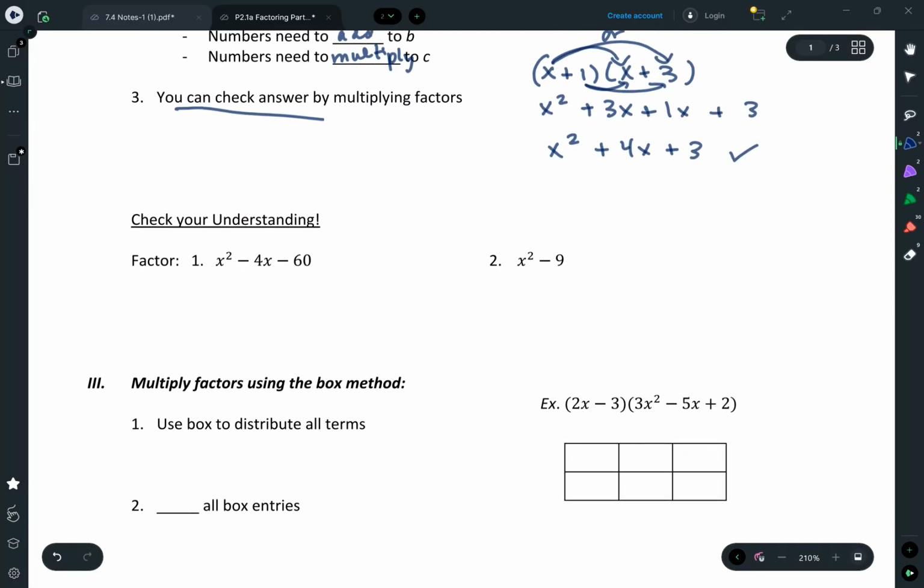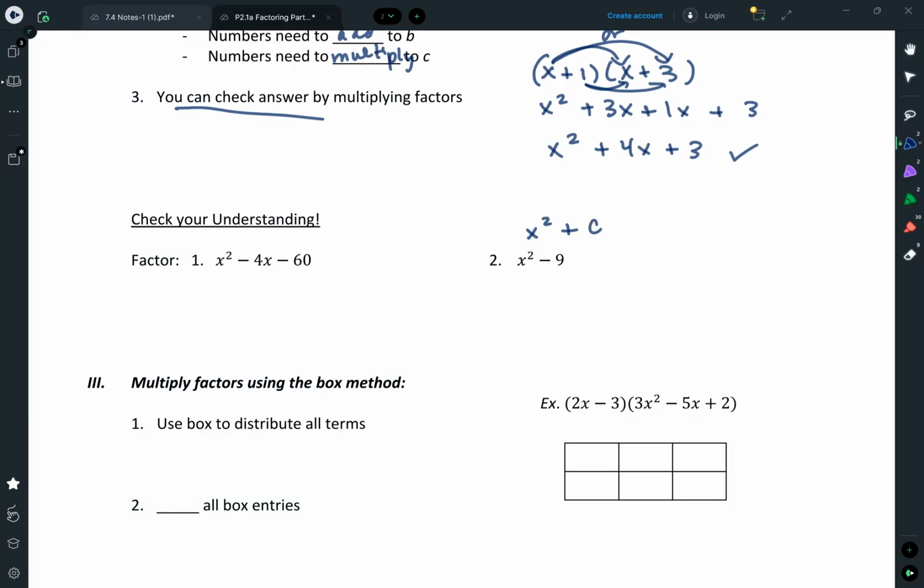Couple for you to check your understanding on. Before you try on your own, my hint on number 2 was make this an x squared plus 0x minus 9. Then you're looking for things that multiply to make negative 9 and add to make 0. So go ahead and pause it now and try these on your own.